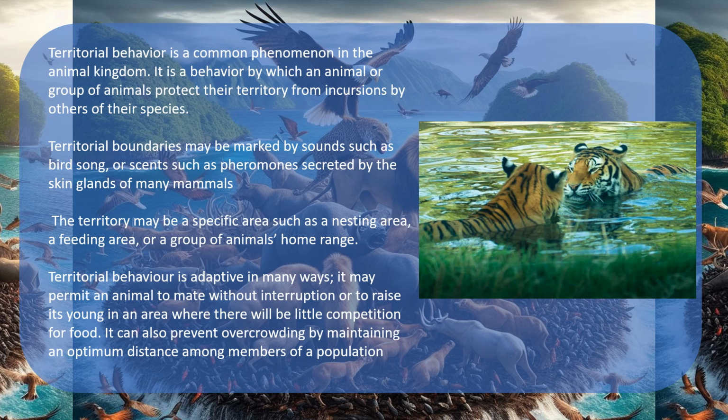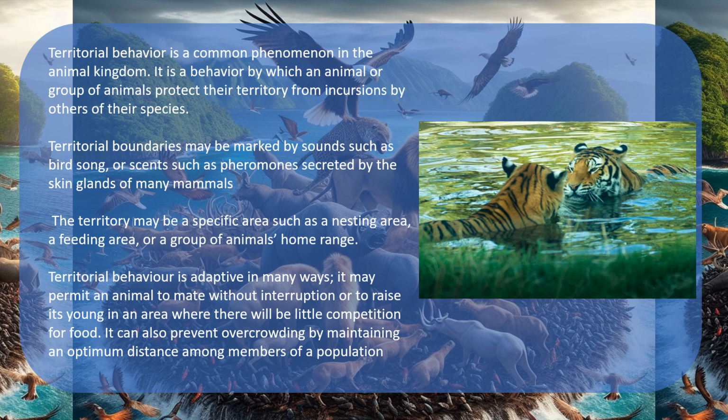Territorial behavior is a common phenomenon in the animal kingdom. It is a behavior by which an animal or a group of animals protect their territory from incursions by others of their species. Territorial boundaries may be marked by sounds such as bird song or scents such as pheromones secreted by the skin glands of many mammals.